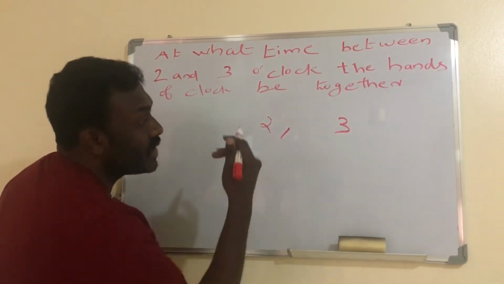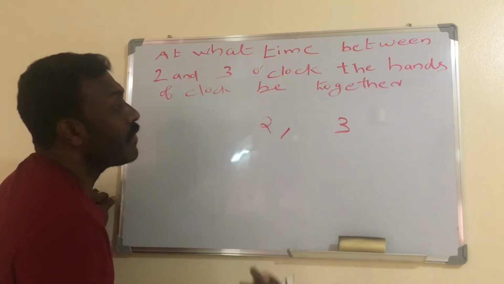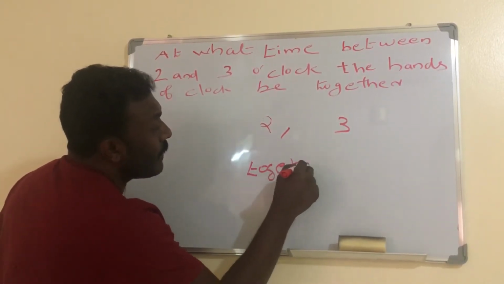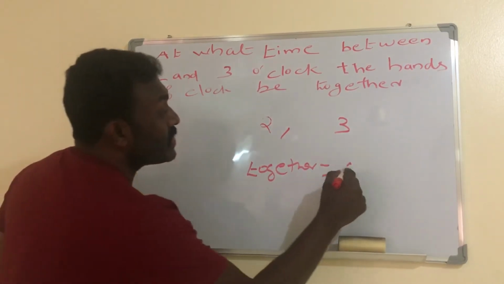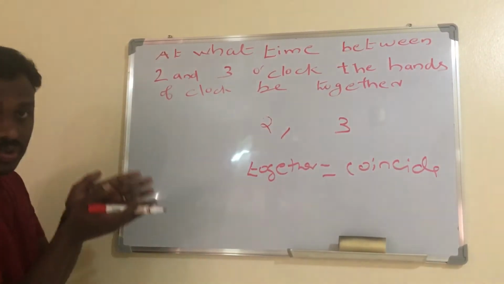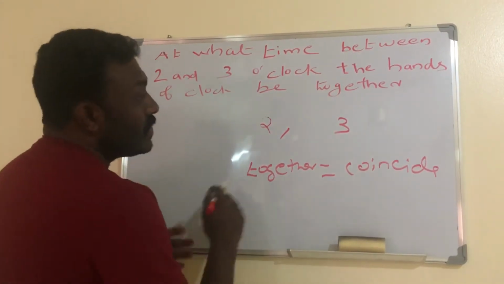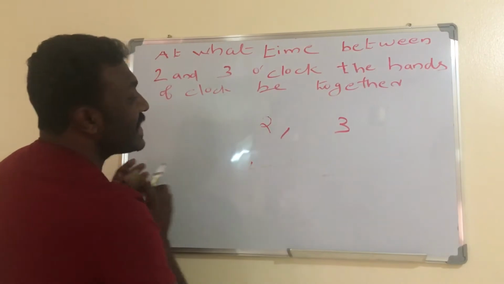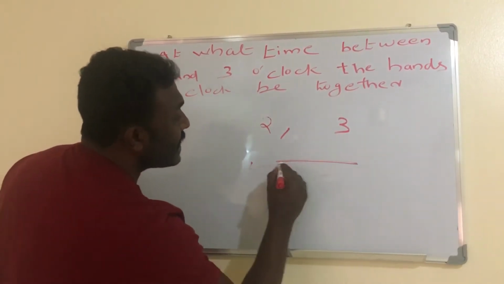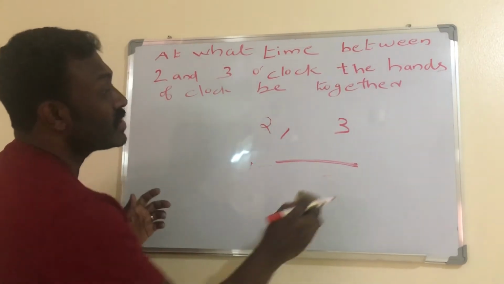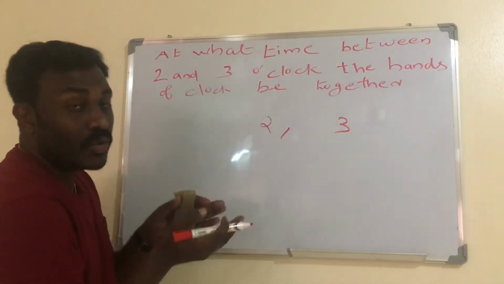There are two hands, the minute hand and the hour hand, that will be together. Together, otherwise you can call it coincide. Sometimes they will say coincide, sometimes they will say together, which means both the hands will be in the same line. The minute hand and the hour hand will be in the same line. So that is the meaning of coincide or beat together.